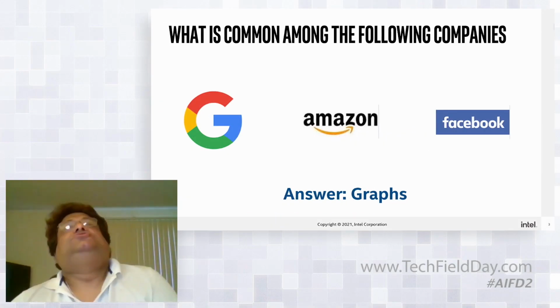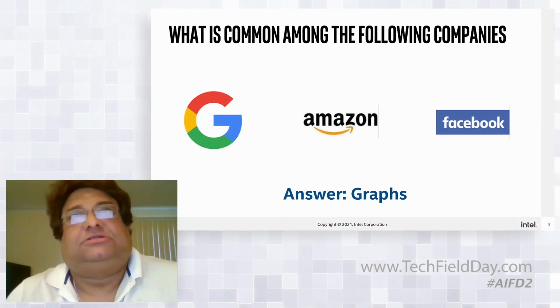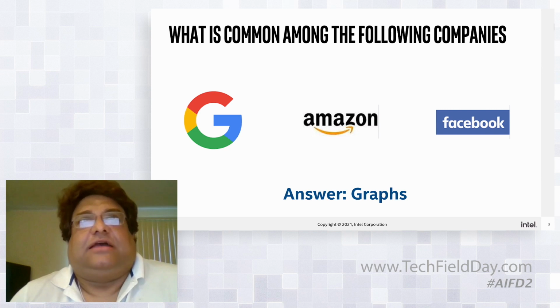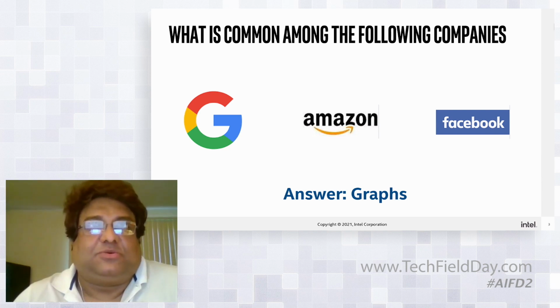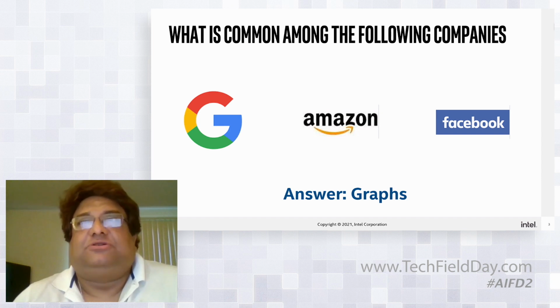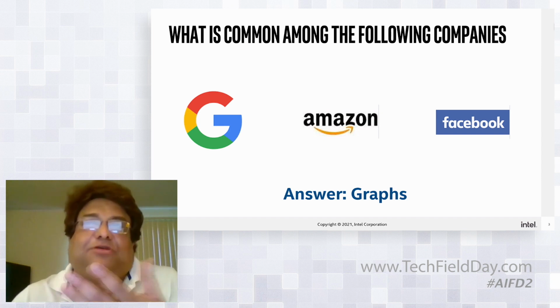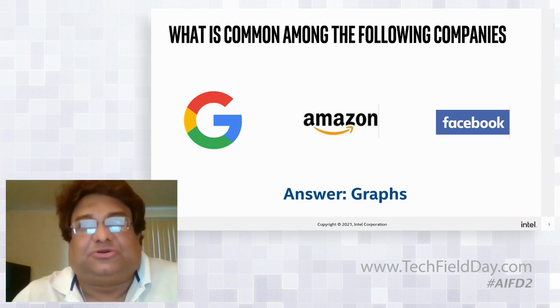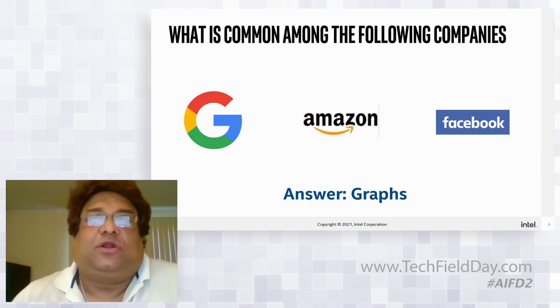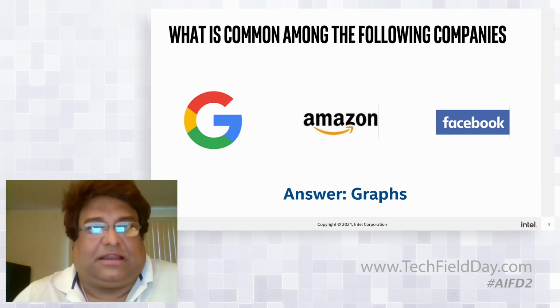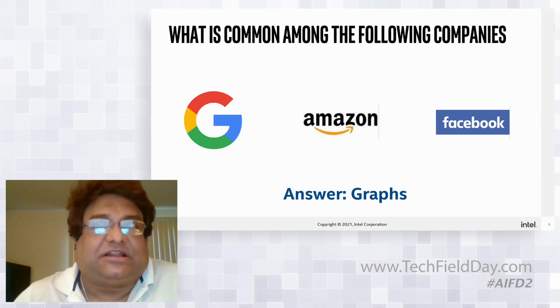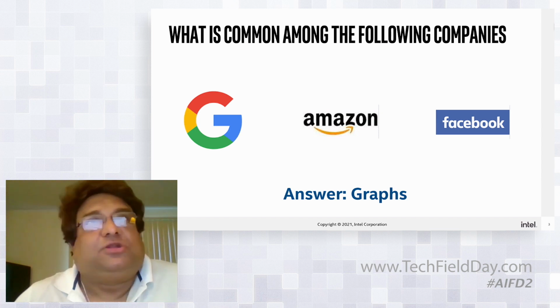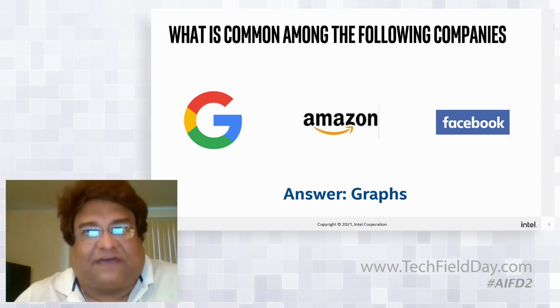Okay, so if you look at these three logos and these three companies, what is common amongst these three companies? So we have Google, Amazon, Facebook, and here at least the answer is provided. So the answer is graphs. So one of the most common elements of large data sets and large amounts of data and a new technology coming in to address them is graphs.